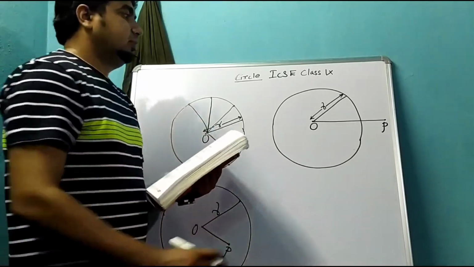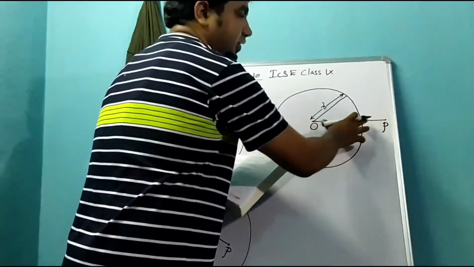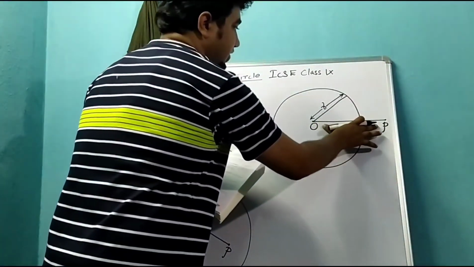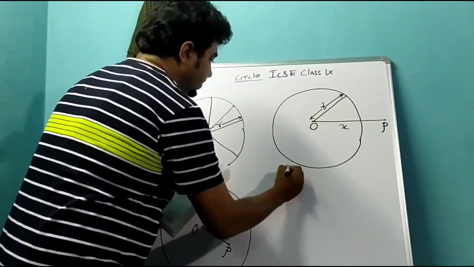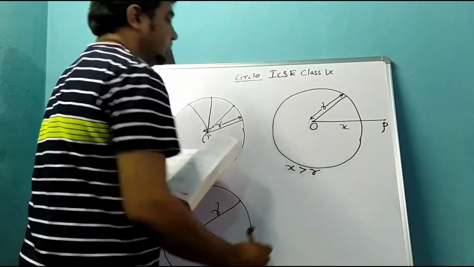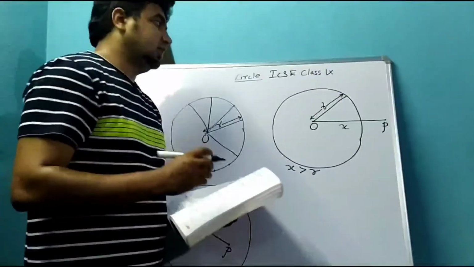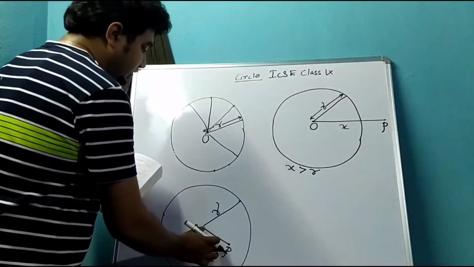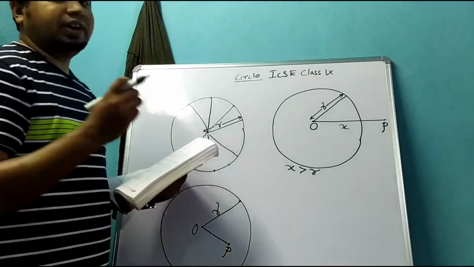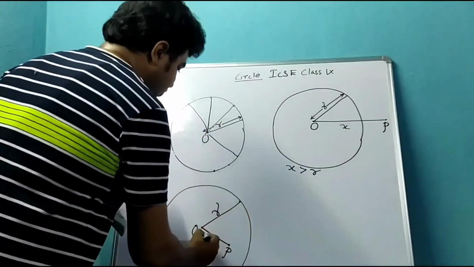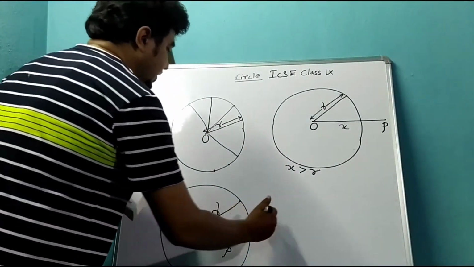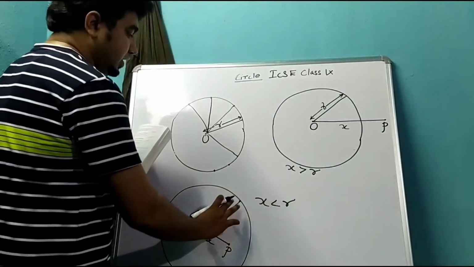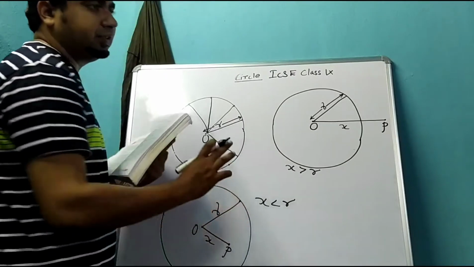If the point is outside the circle, and I take the entire distance as x, then x will be greater than r. This means the point is outside the circle. In the third case, if the point is inside the circle, x should be less than r. The distance of the point from the center should be less than the distance of the circumference from the center.